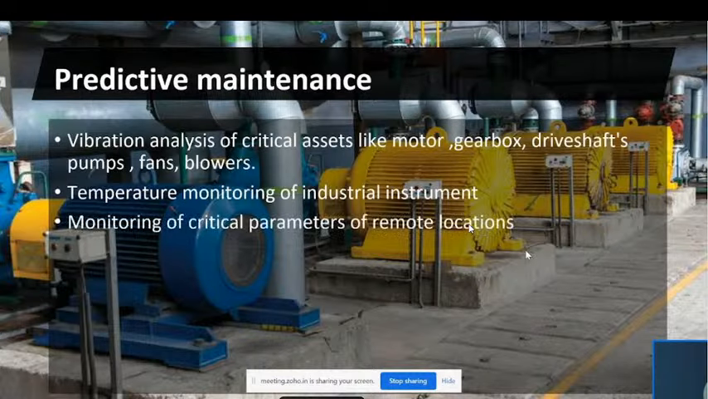We can also monitor the critical parameter from the remote location. Let's say if I have a pump, a centrifugal pump running at a 1 kilometer distance from my current facility. So I can also monitor that data using LoRaWAN network. So we can also monitor our remote parameters using LoRaWAN network, and I can determine whether the health of that particular machine is good or not, or does it require some kind of maintenance.